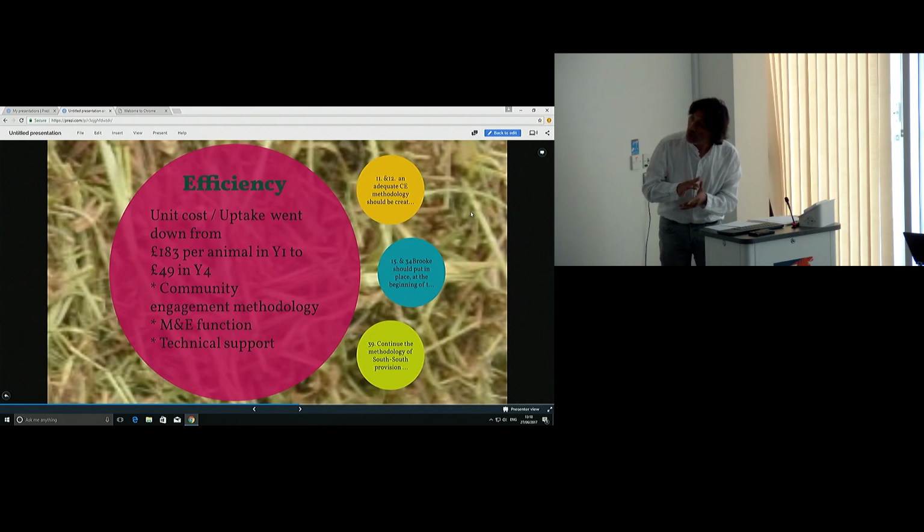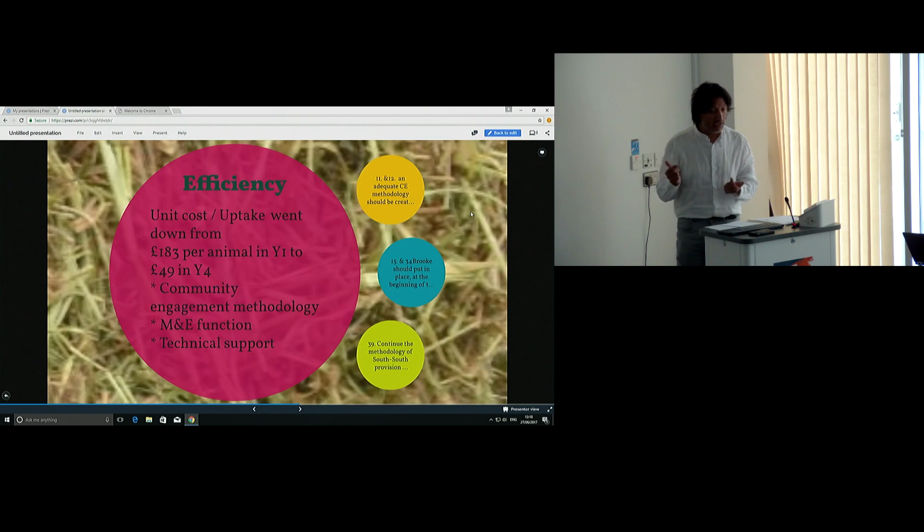Community engagement methodology: I think the community engagement didn't update or modify their approach. So the main finding of the evaluation was that they kept doing the same thing over the last four years. M&E function and technical support. The M&E function was quite managed by London, including all data collection, so they are really dependent on people from London. That's the main finding.